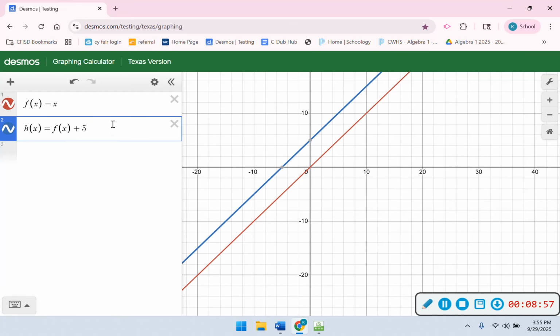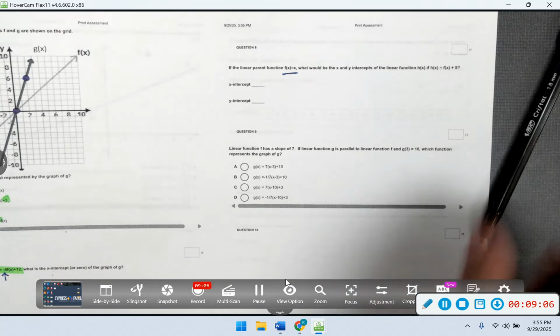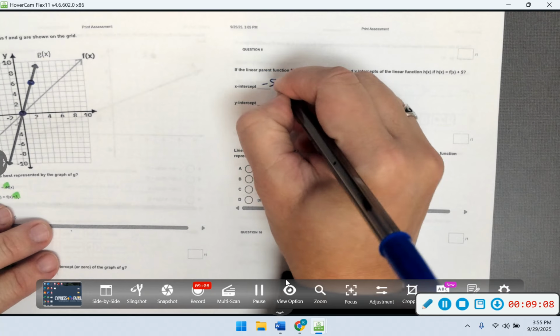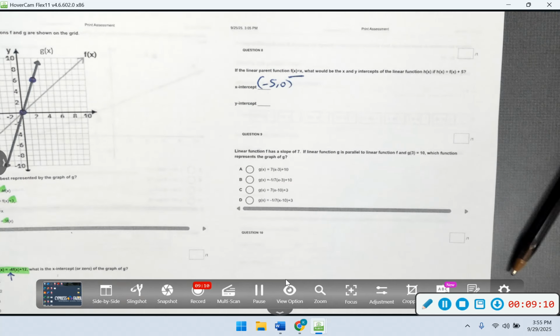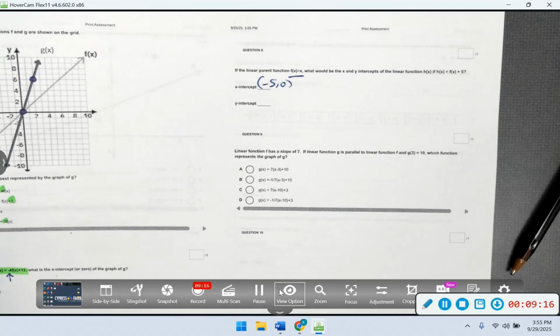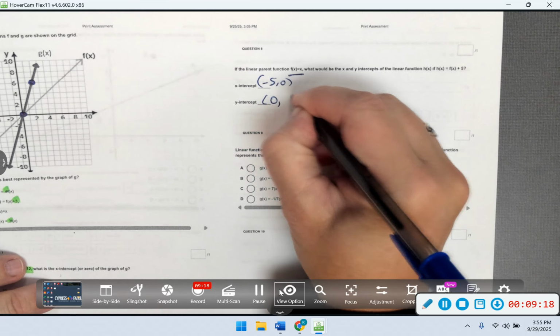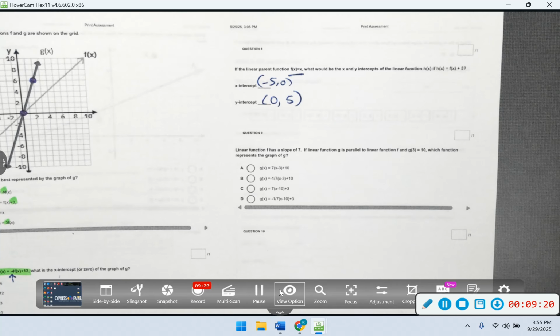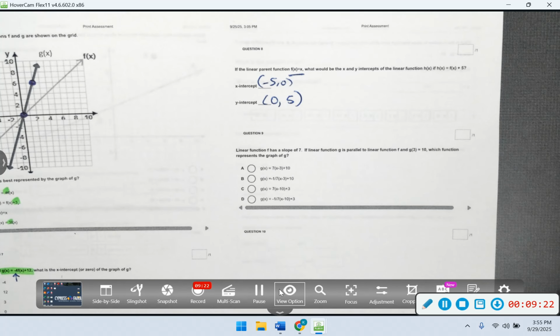So here's function h, so I'm going to use the blue one. So (-5, 0) is going to be my x-intercept. So (-5, 0). And then my y-intercept is (0, 5). You cannot miss these. Use Desmos. Too easy. Okay, question 9.